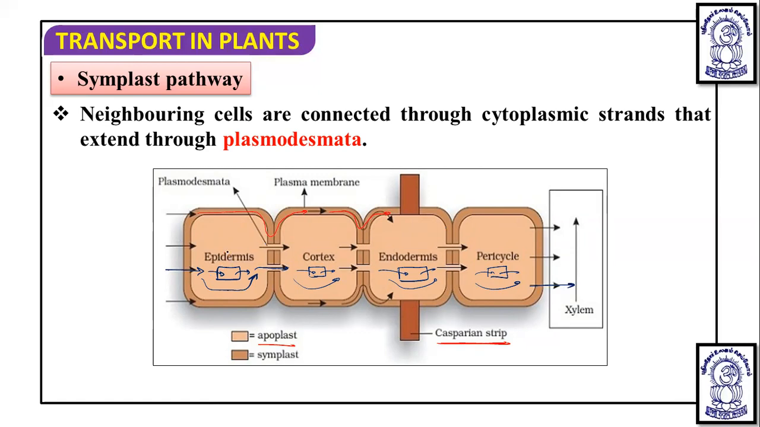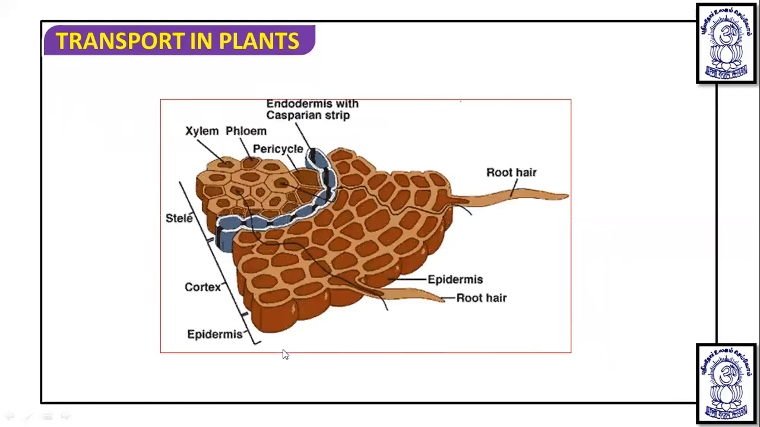So in symplast, when it is occurring through the protoplast continuum, this is the plasmodesmata. Through this it is occurring, and it is crossing the epidermis, cortex, endodermis, and pericycle cells. Here the Casparian strips will not hinder the transport because they are present in the cell wall, and this symplast is occurring through the protoplast. Now you can see here this is the symplast, and in this the transport is occurring. Water is absorbed in the root hair cytoplasm, and then transport occurs through the cytoplasm up to the xylem. So it is the simplest way.